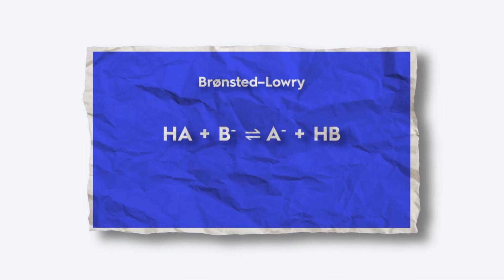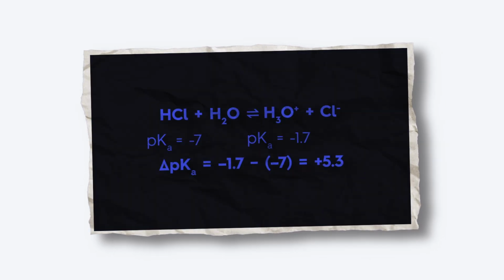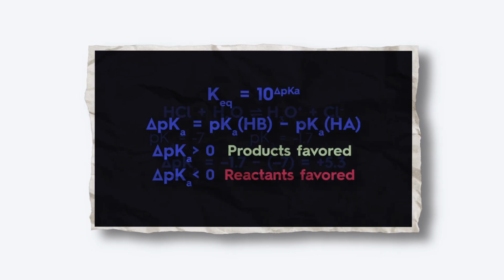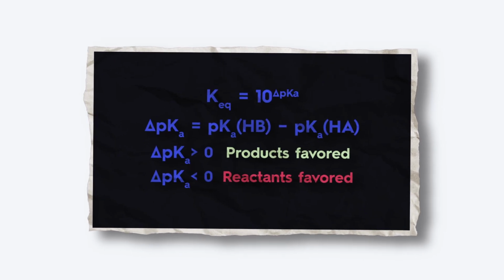So far, we've nailed the core steps. Identify the two acids, compare their pKa values, calculate ΔpKa, and predict which side is favored.